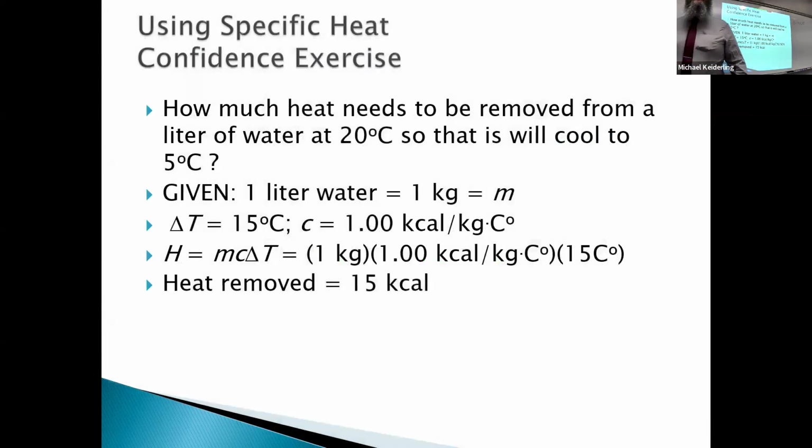So how much heat needs to be removed from a liter of water at 20 degrees Celsius so it will cool down to 5 degrees Celsius? So here we have 1 liter of water, that's 1 kilogram, that's our mass. Our change in temperature is 15 degrees Celsius. And again, our heat capacity is 1 kilocalorie per kilogram degree Celsius. So mass times heat capacity times delta T, 1 kilogram times 1 kilocalorie per kilogram degree Celsius times 15 degrees Celsius. We need to remove 15 kilocalories.